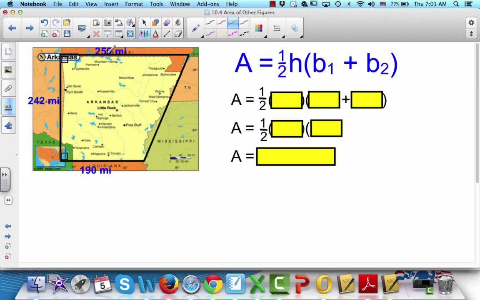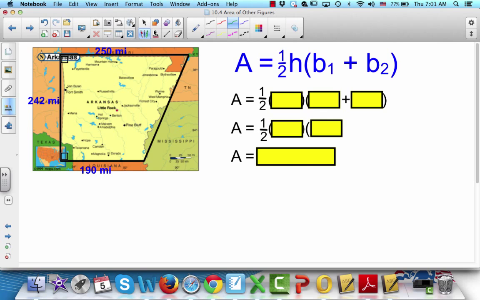These are the measurements: 250, 242, and 190. The 190 and the 250 are the parallel sides. You can tell that by these right angles here. Okay, these are the parallel sides. That makes them the bases. And then this is 242. That's the height, because it's a perpendicular line connecting the two bases.